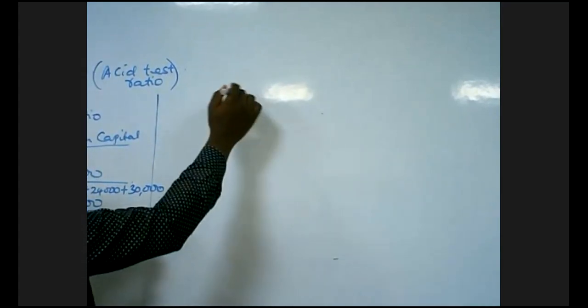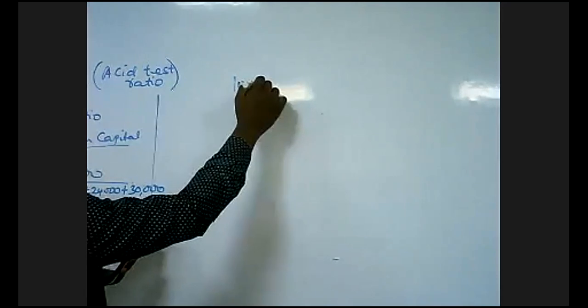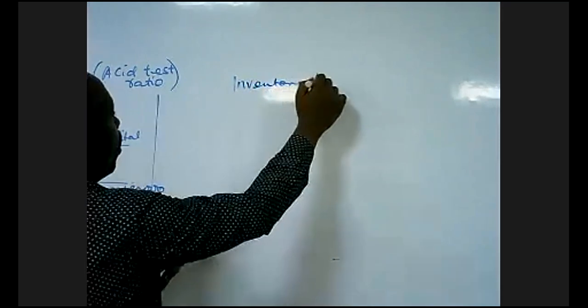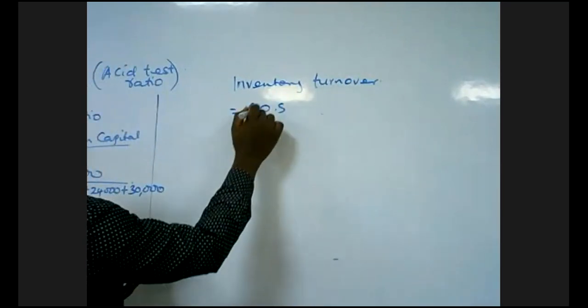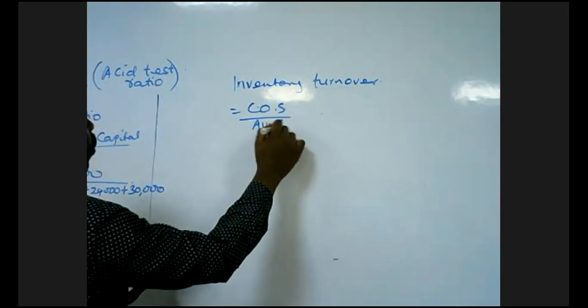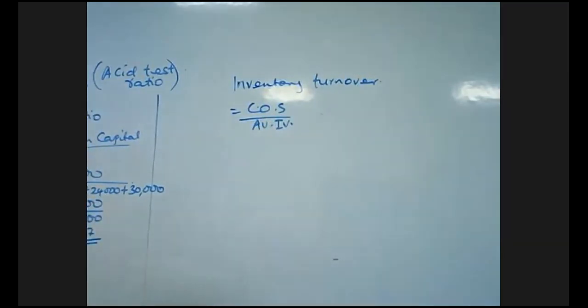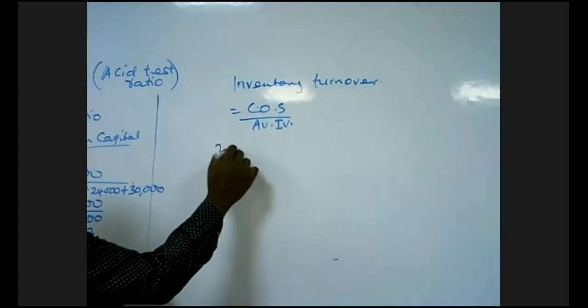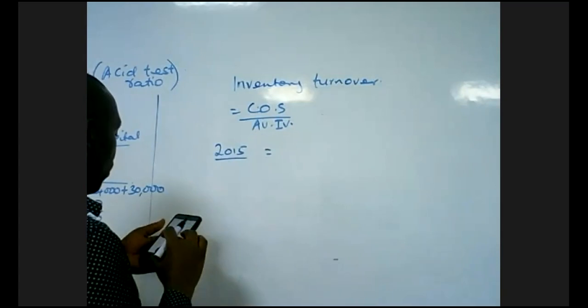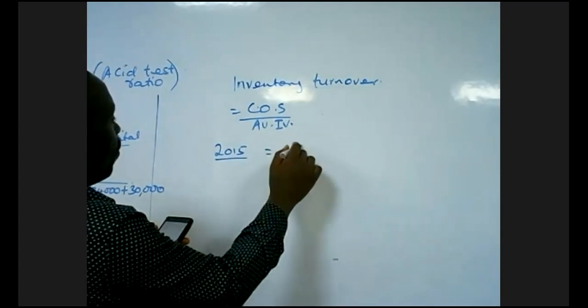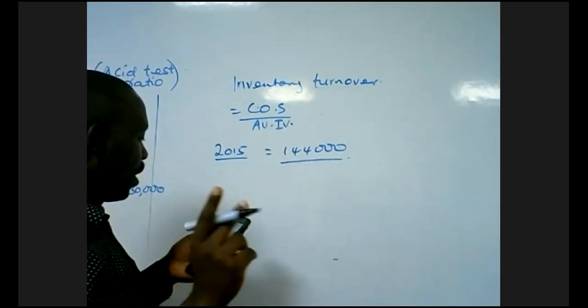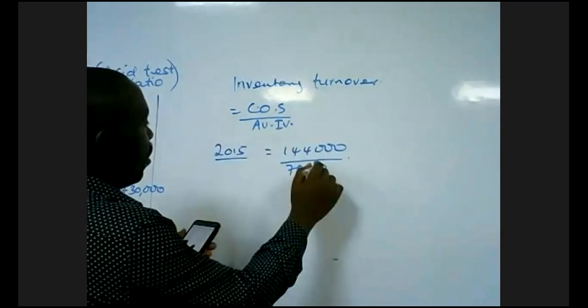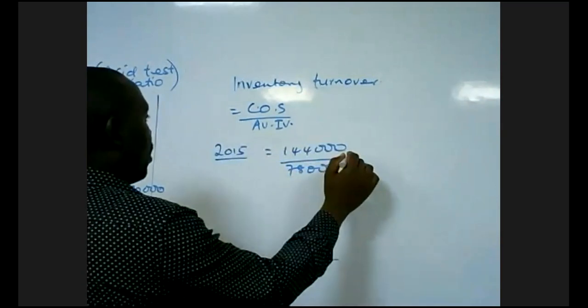So this is the inventory turnover. We have said it is cost of sales divided by average inventory. So for the year 2015, we have picked the cost of sales to be 144,000 divided by the average inventory. That year we had only one inventory, 78,000. Do that, you get the answer.